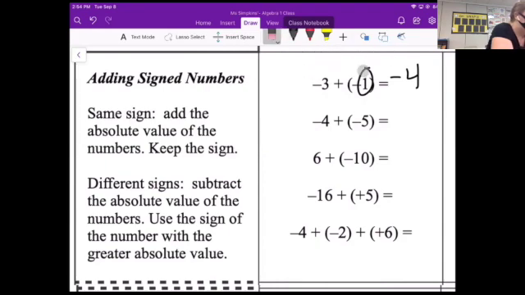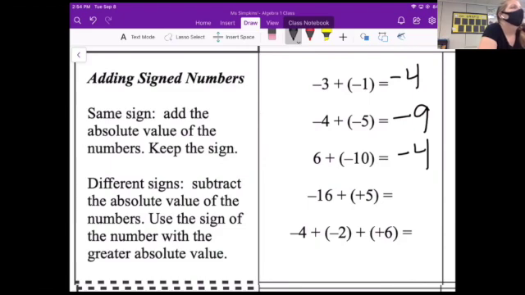I would think about this next problem the exact same way. So I'm at -4. I'm getting more negative by 5 units. So that would lead me to -9. Beautiful. The third one, I'm at 6. I'm getting more negative by 10 units. That would just coincidentally lead me again to -4.